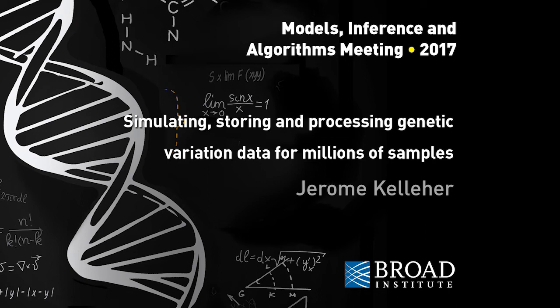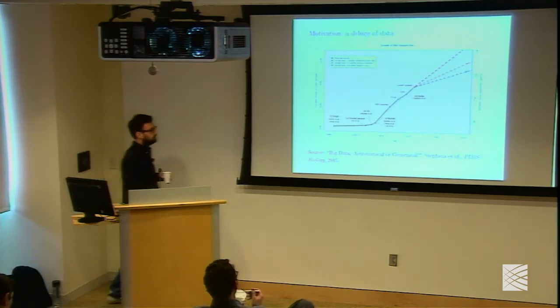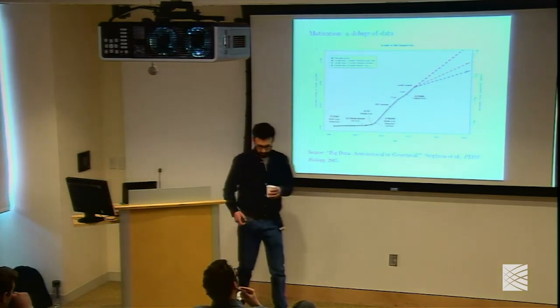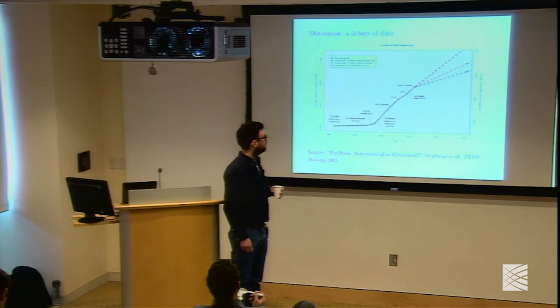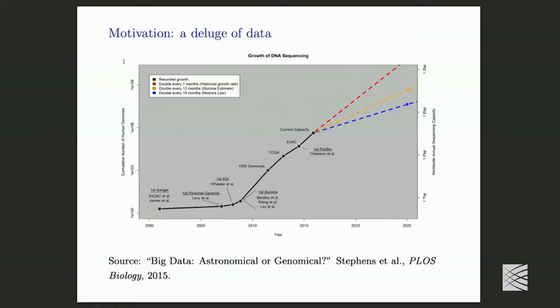Okay, so I'm going to start today with a picture that's really familiar to most of us, but I think it's worth looking at again just to appreciate the sheer scale of the problem that we're facing in terms of genetic variation data. So we've moved from having no human genome sequenced to having millions of human genomes sequenced in a very, very short amount of time.